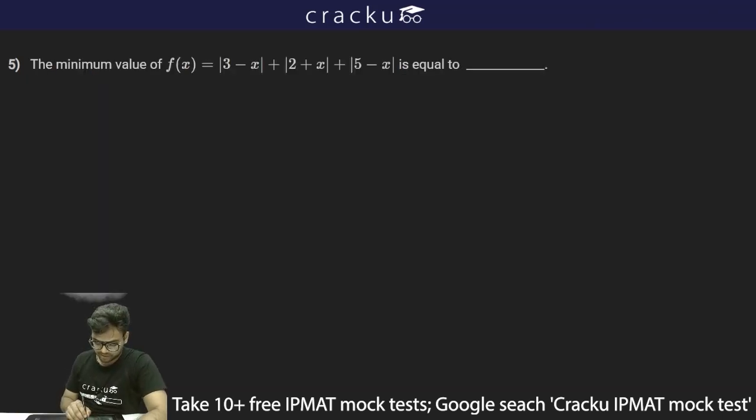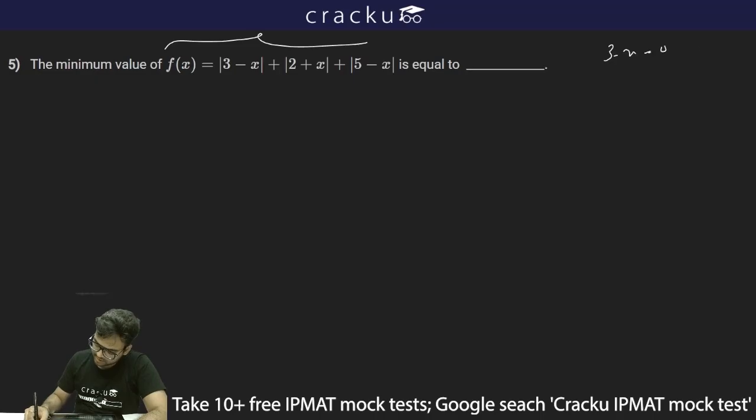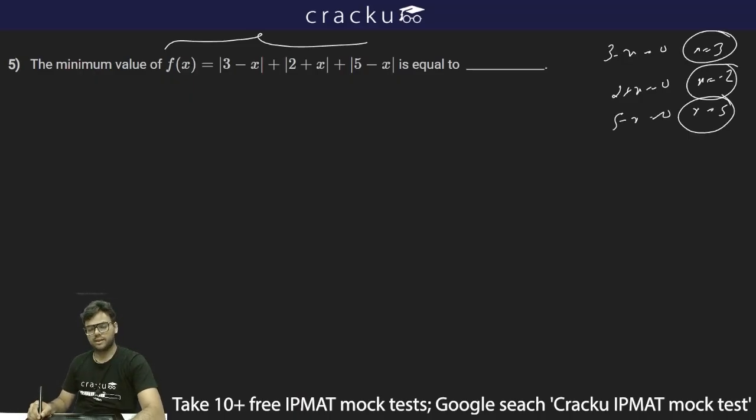Minimum value of f of x is equal to 3 mod of 3 minus x plus mod of 2 plus x plus mod of 5 minus x is equal to? So for getting the minimum value of any of these equations, what you have to do is basically check where all these mods are becoming 0. So 3 minus x will be 0 when x is equal to 3, 2 plus x will be equal to 0 when x is equal to minus 2, and 5 minus x will be equal to 0 when x is equal to 5. So x is equal to 3, x is equal to minus 2, and x is equal to 5.